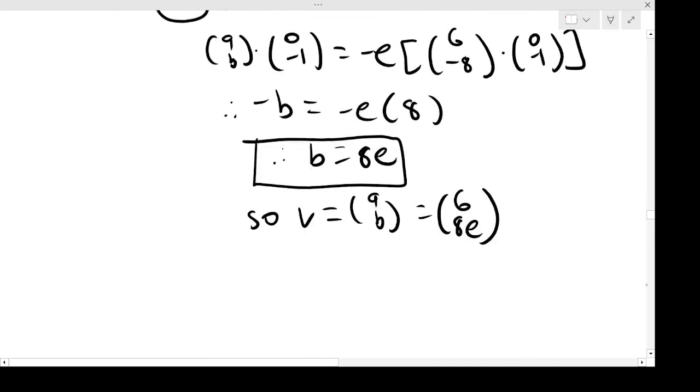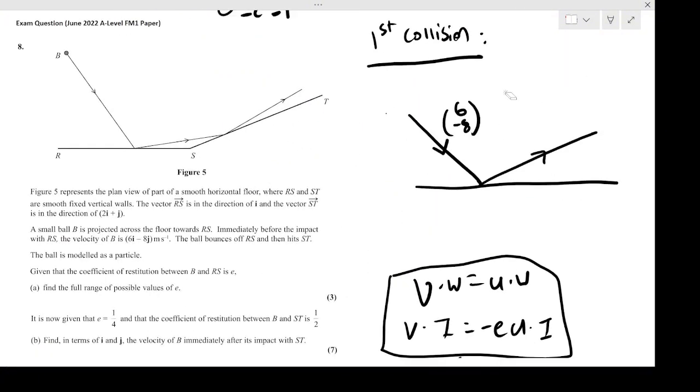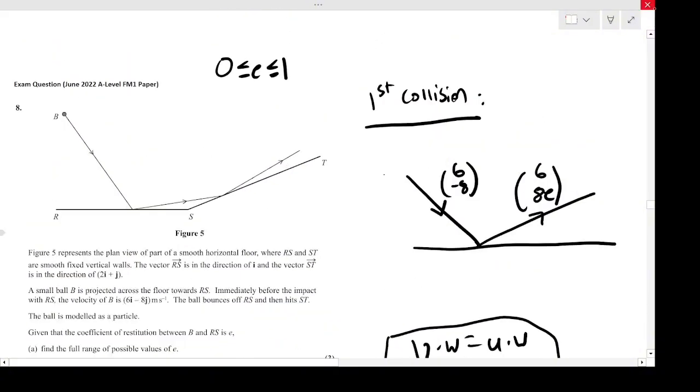So this is my velocity vector. I'm going to write it up here. So V is 6, 8E. Okay, so that's my velocity vector then. Now I can't do anything else. I can't pluck any more equations out of thin air. So that's all I've got to work with, really.